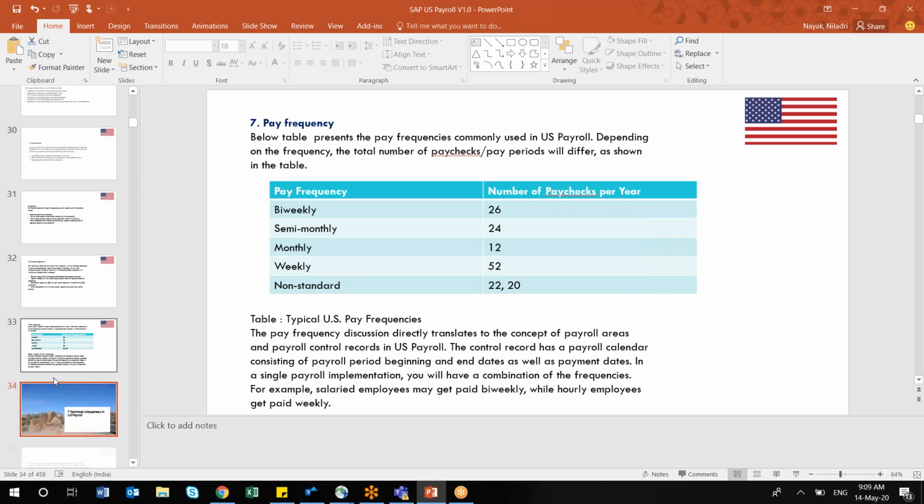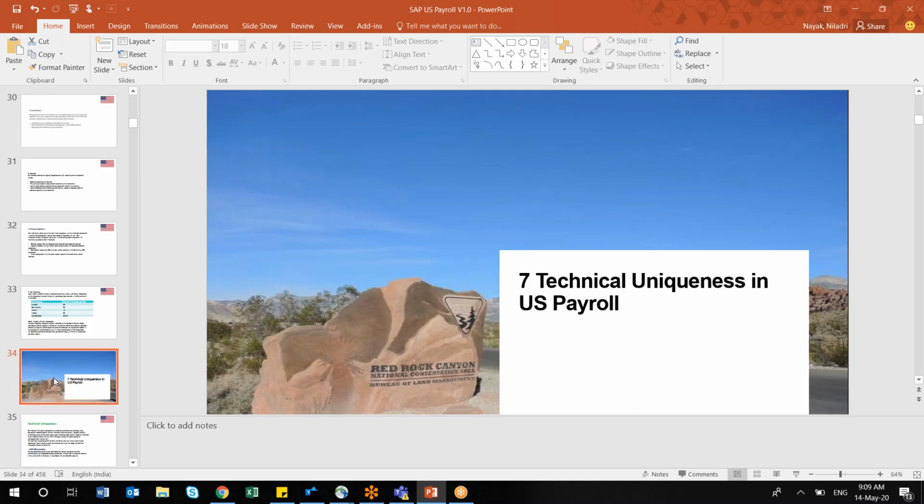Next comes your technical uniqueness. What are the 7 technical uniquenesses of your US payroll?